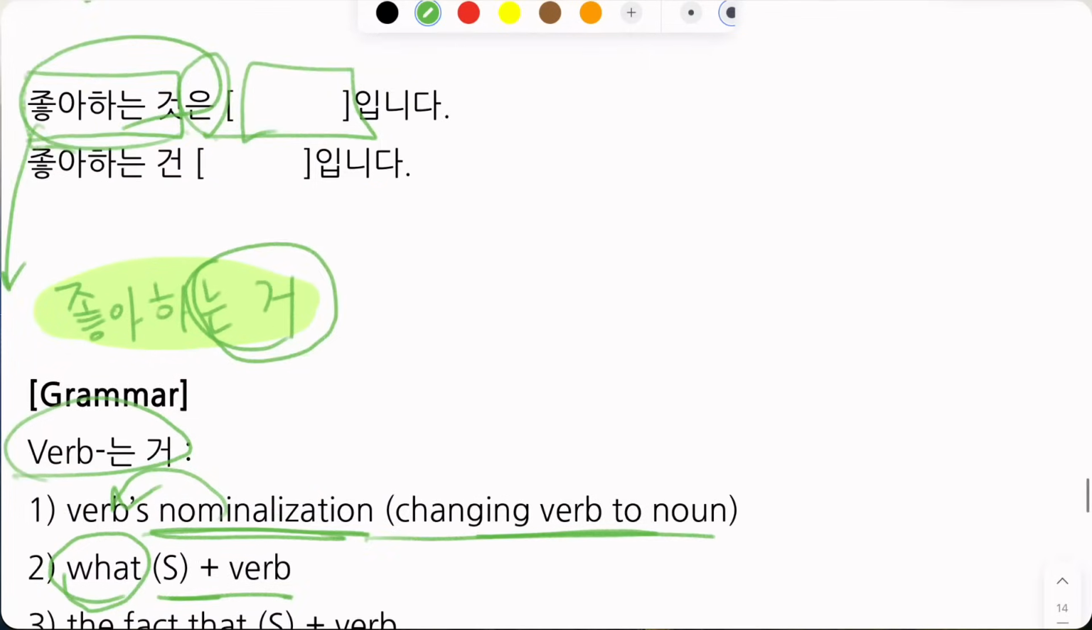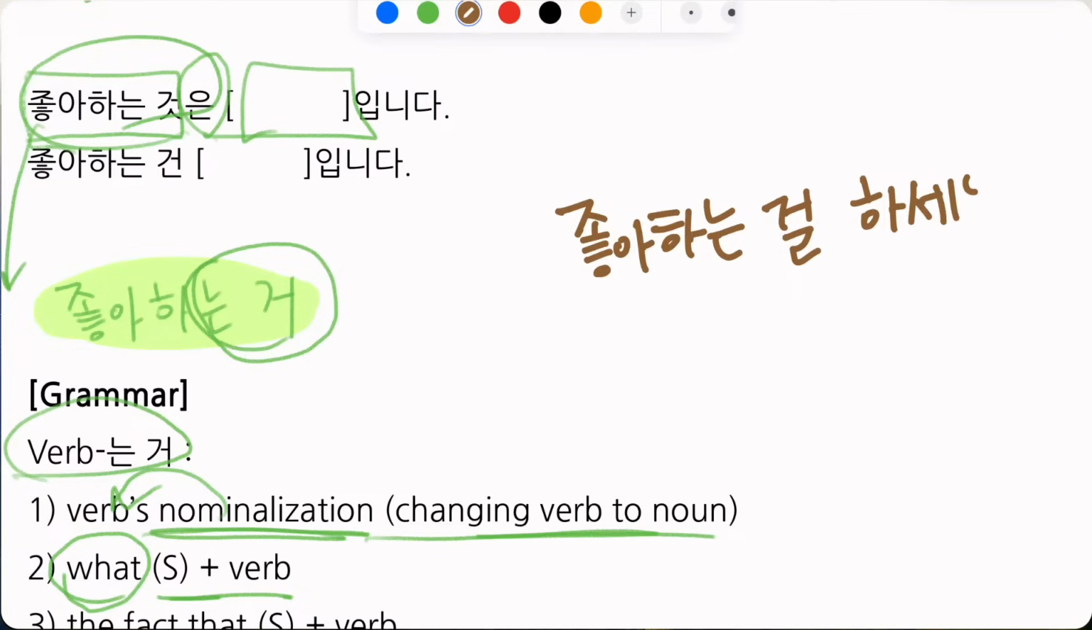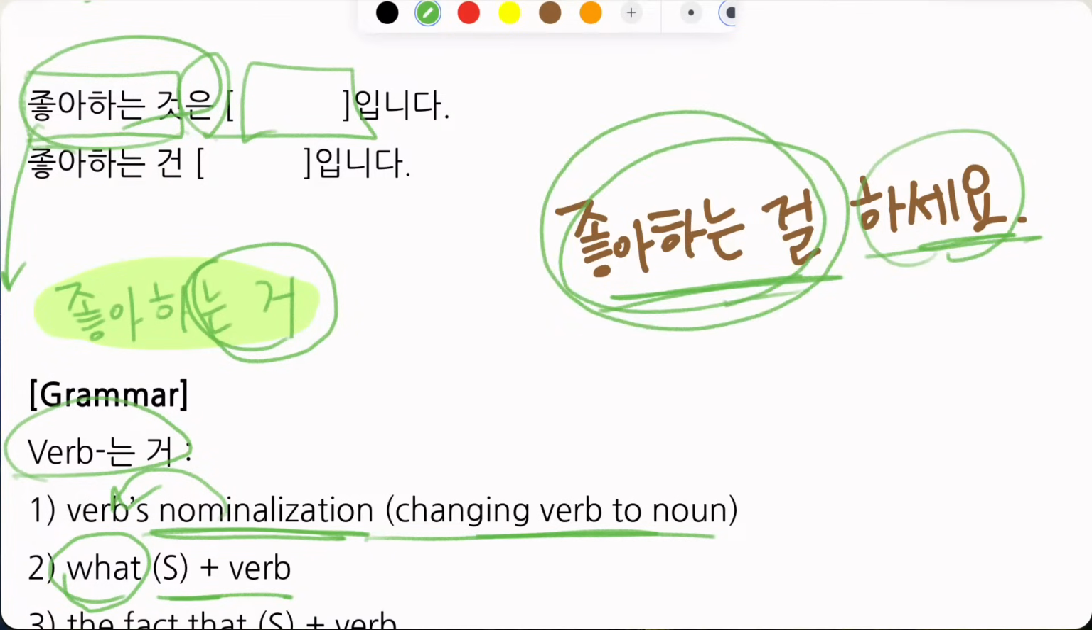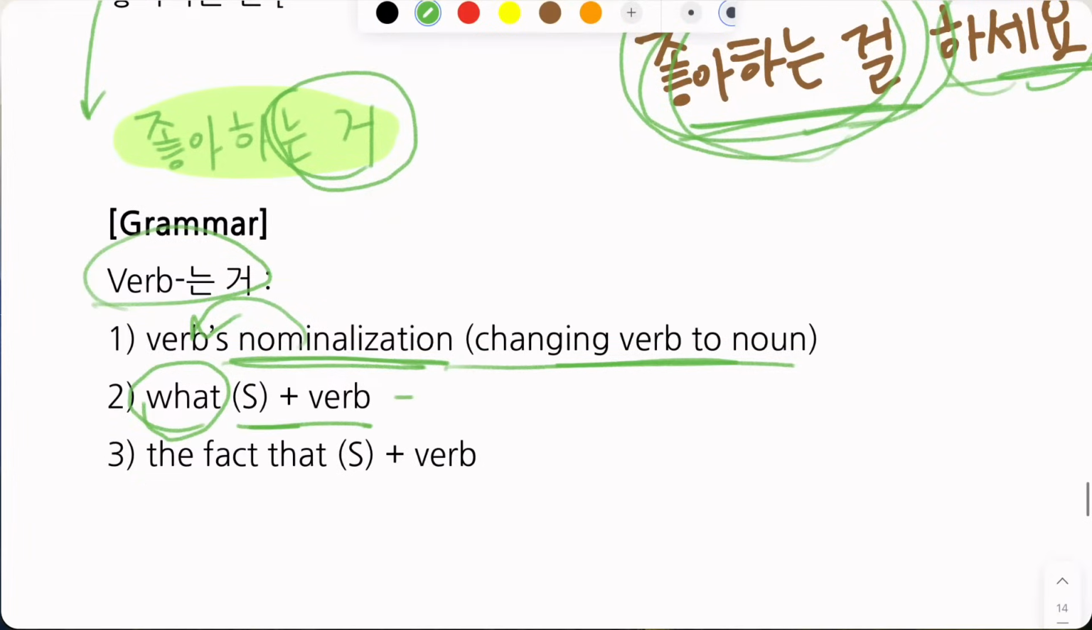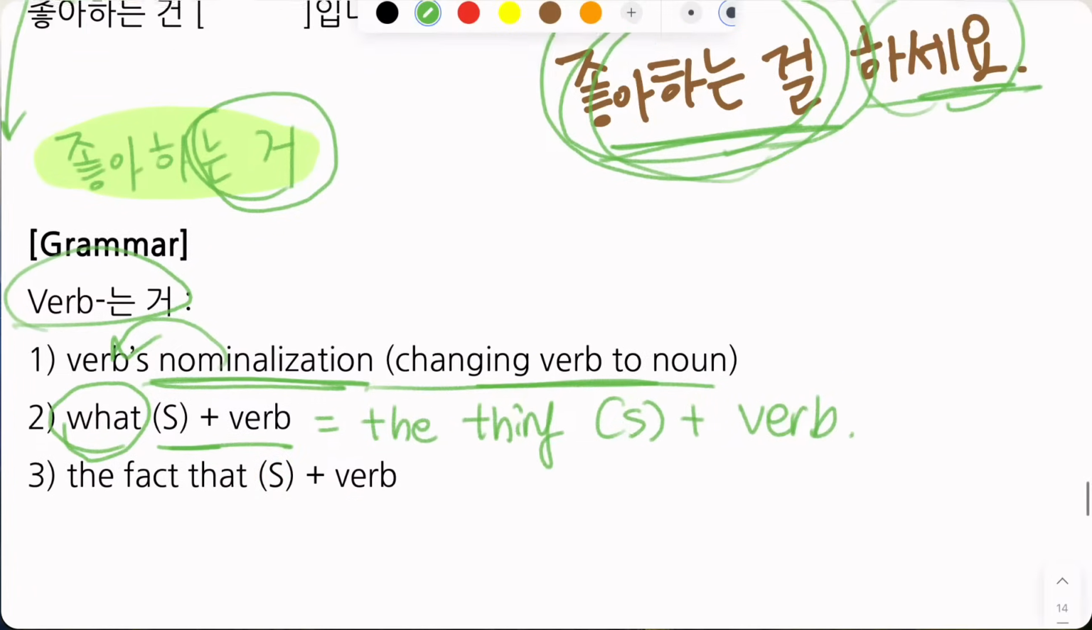So for example, 좋아하는 걸 하세요. It doesn't mean do your liking. If it's translated that way, it's a little weird, but it's like do what you like, the thing that you like. Okay, so this would be a better translation, an easier to understand one. The thing that you verb.